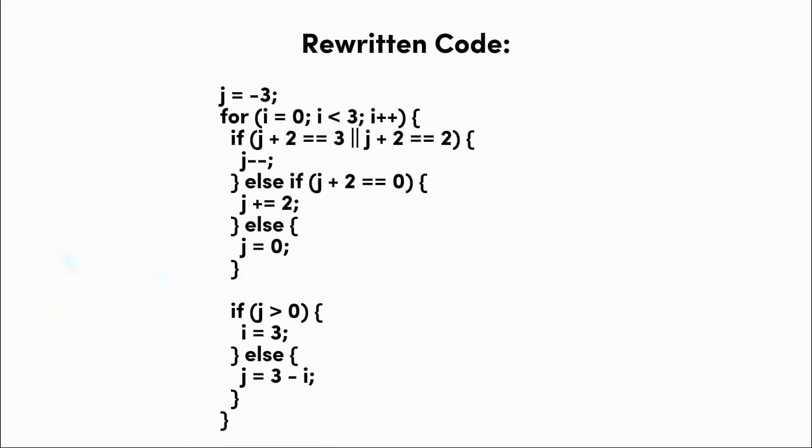The loop runs 3 times or until j becomes greater than 0, at which point it forces an exit by setting i to 3. This method effectively removes the need for a break statement while preserving the original logic of the code.